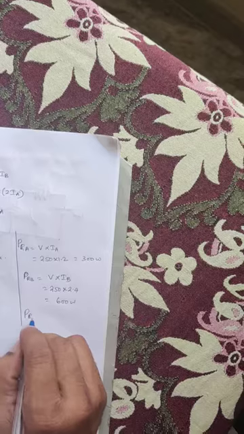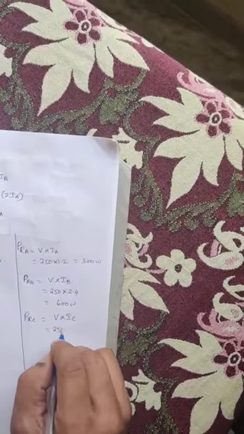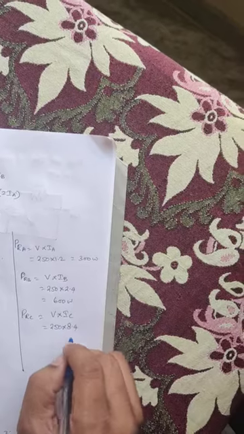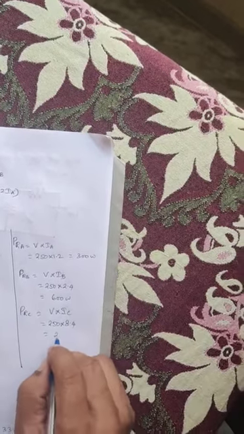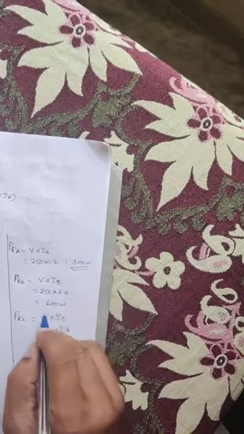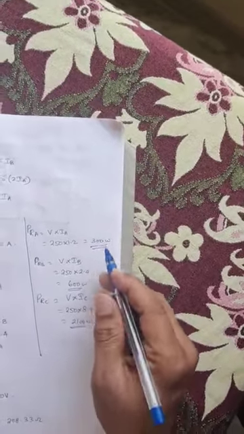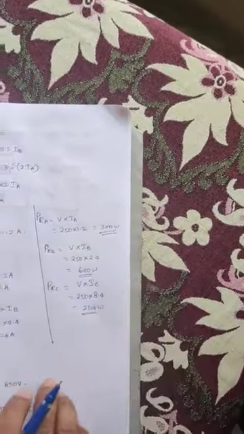Similarly, PRC will be V into IC. 250 into 8.4 will give us 2100 watts. So these are the three powers in the individual resistors: 300 watts, 600 watts and 2100 watts. Once again, if you add all these three, you will get 3000 watts. So in this way we can solve this problem.